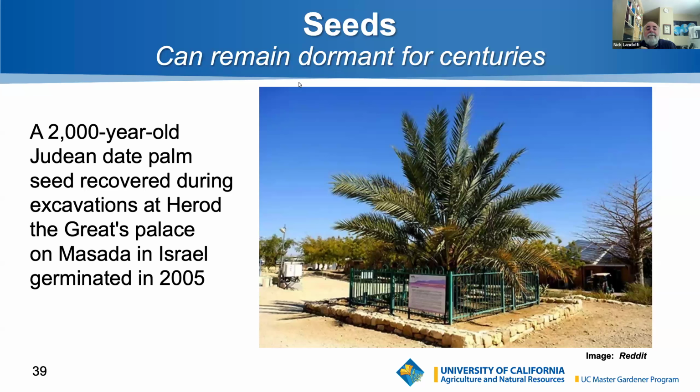This is a picture taken about 15 years post-germination. The second oldest documented seed germination is a 1,300-year-old sacred lotus seed recovered from a dry lake bed in China.